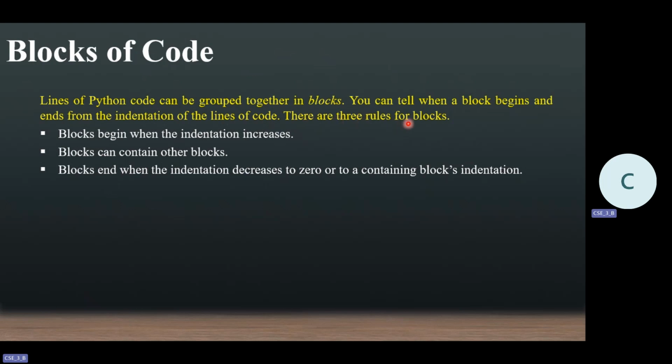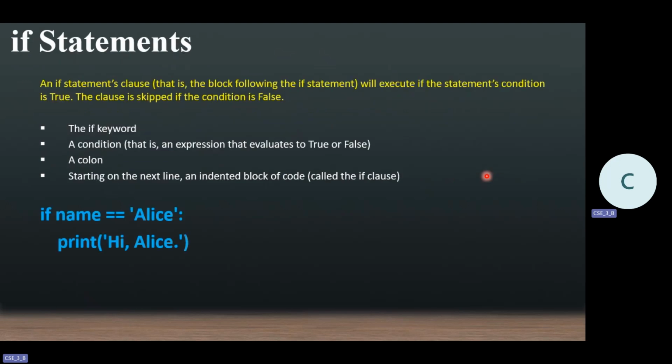There are three rules for blocks. Let us go one by one. Blocks begin when the indentation increases. Blocks can contain other blocks; we also call these nested blocks. Blocks end when the indentation decreases to 0 or to a containing block's indentation. Let us understand the same with some examples.